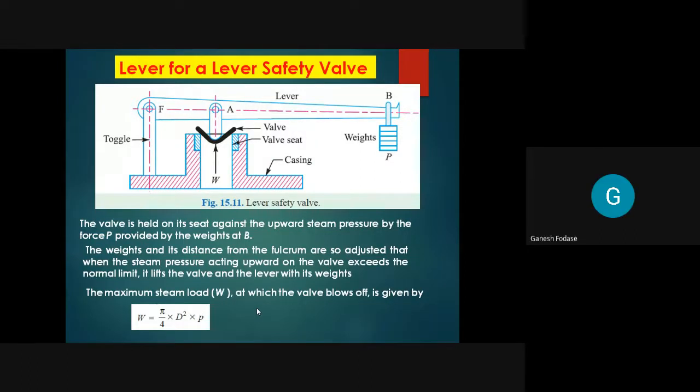Note down this, okay? I already told you what is D and what is P. What is D? You can read at least. Diameter of the valve opening. And P is the steam pressure acting from inside. Don't get confused between capital P and small p. So remember, here it is pressure P, not load P or weight P.